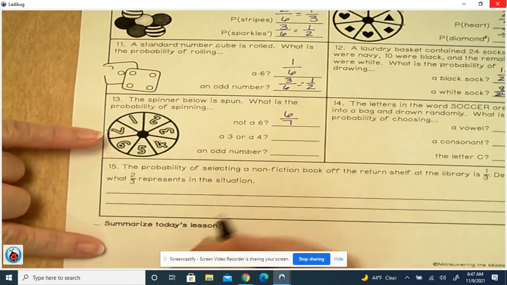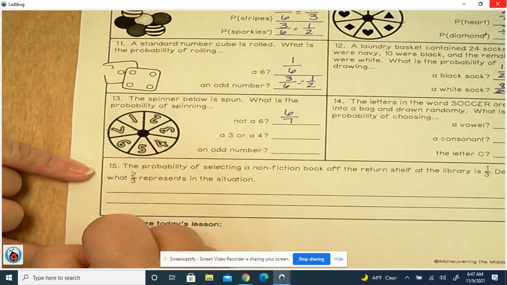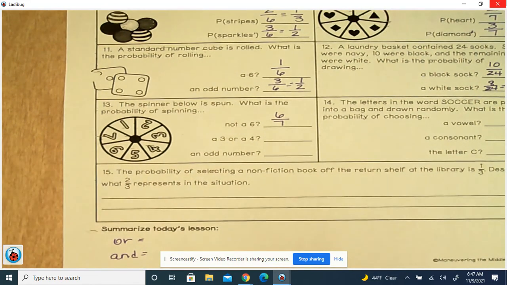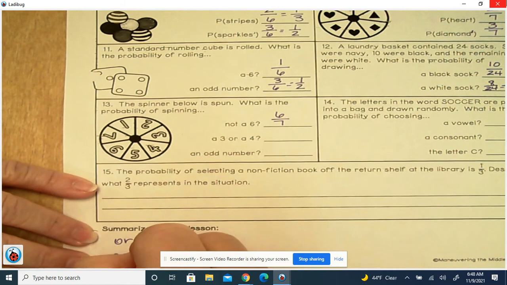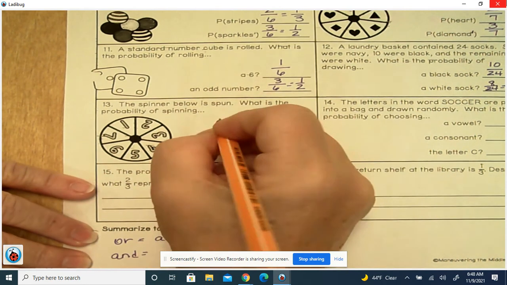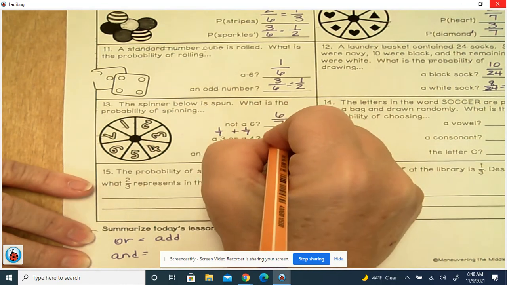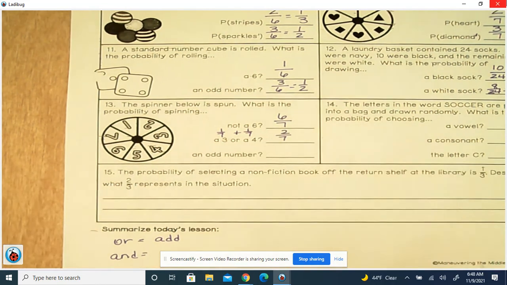A 3 or a 4. Okay, this is where or and and come in. So if we've got or and and, one's going to be multiplication and one's going to be addition. So what's the probability of a 3 or 4? So 3 is going to be 1 out of 7, and a 4 is going to be 1 out of 7. So it's 2 out of 7. So when you see the word or, you add. So that's 2/7.